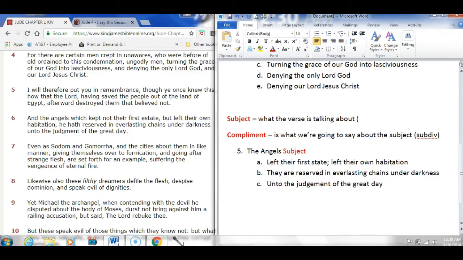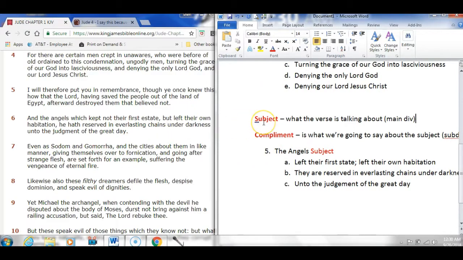So that was just a different way to come up with your main divisions and your subdivisions. Subject and a complement. Normally, each verse has a subject and a complement. Each verse has a main idea, and then you're going to take that main idea and just say, what are we going to say about it? What is the verse saying about that main idea? And that's going to be your subdivisions. Okay, so that's just a different way to try to determine your main divisions and your subdivisions. But if that causes confusion, then just erase that.